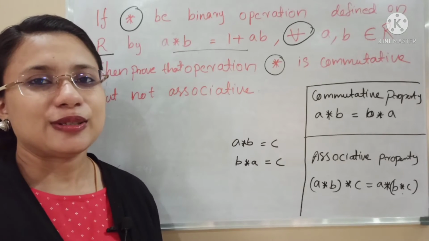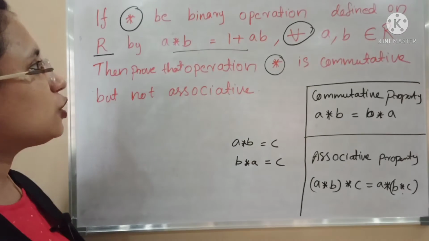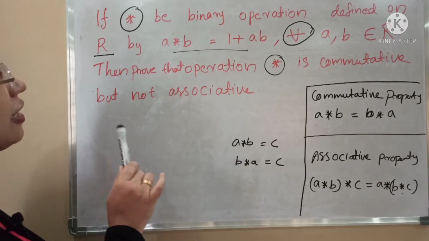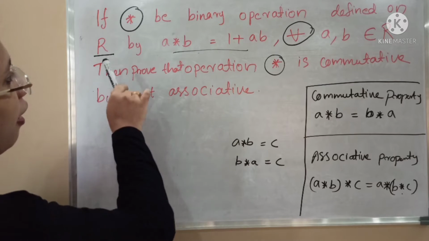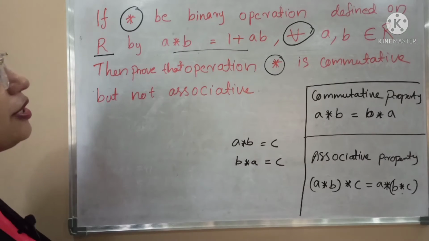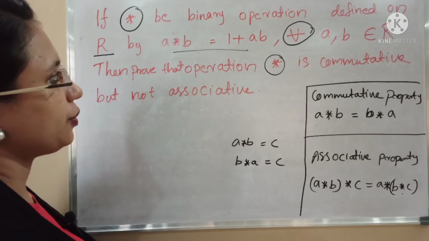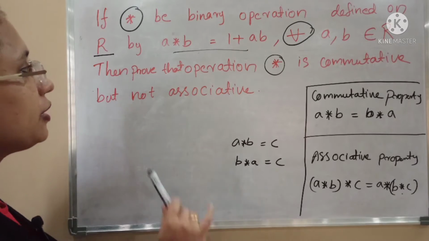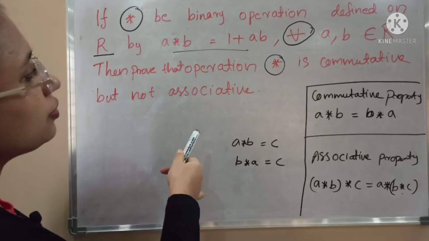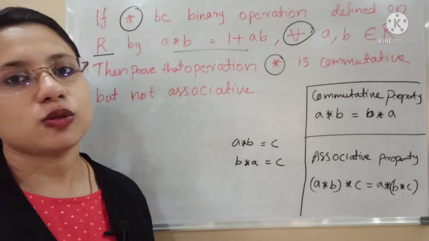Hello. So we'll continue with the problems from chapter 1. So this is our question. If star is a binary operation defined on R by a star b equals 1 plus ab, that is the relation, for every a, b belongs to R, then we have to prove the operation star is commutative but not associative.